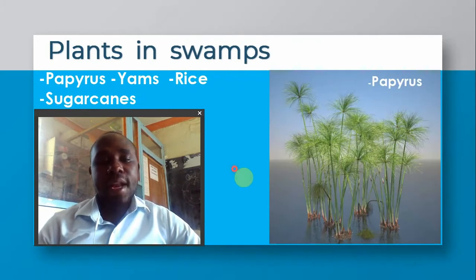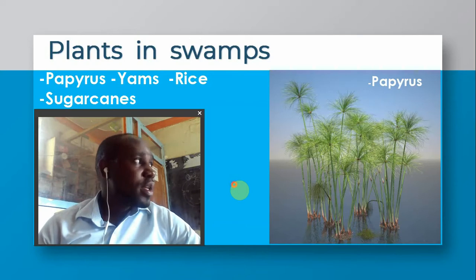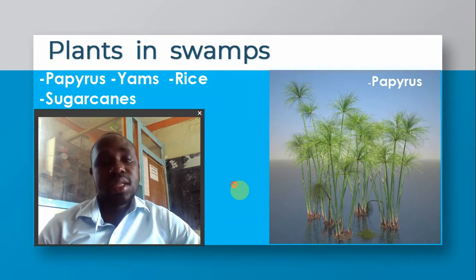Okay, let's also look at examples of plants in swamps. Some plants mainly grow in swamps, and we cannot leave them out, because the question can also ask you to name any one plant which grows in swamps. What is a swamp? A swamp is a waterlogged area. Waterlogged means that it has some plants, but down inside there is some water. So some plants grow in such areas.